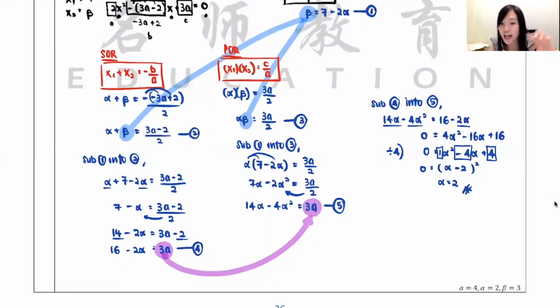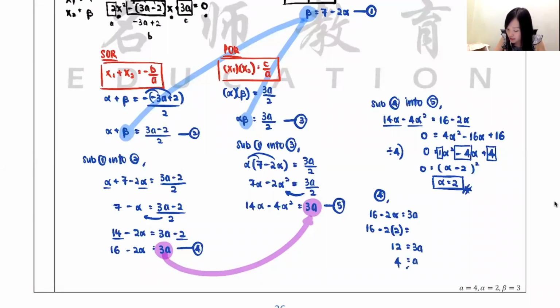Don't stop here. After you find one answer, the rest are super easy. You just need to sub back. So let's say I'd like to find A. If I want to find A, I can sub back into equation 4. Of course, equation 5 also can, anything you like. So equation 4 tells me 16 minus 2 alpha equals 3a. My alpha is already 2. I sub 2 inside. 2 times 2, 4. 16 minus 4, 12. Times 3, move it over, divide by 3. The A, I get 4.